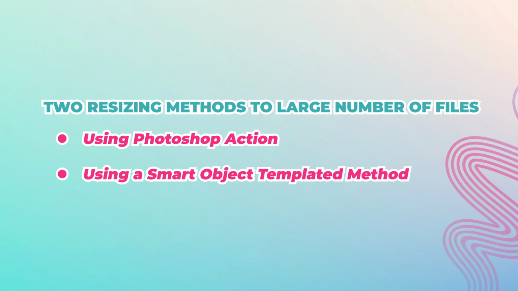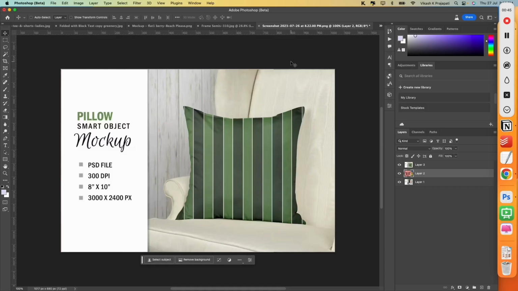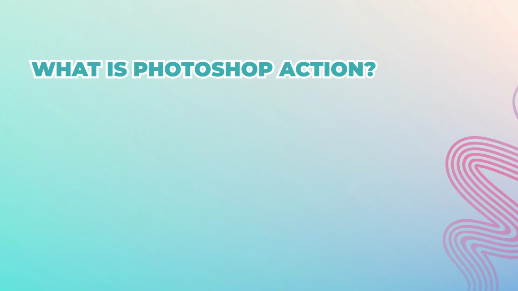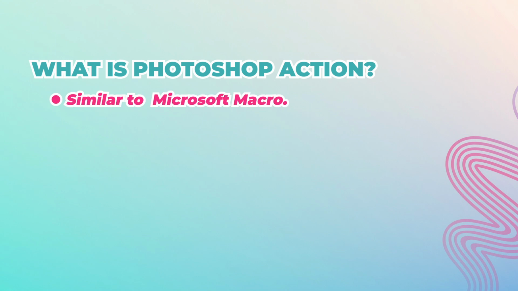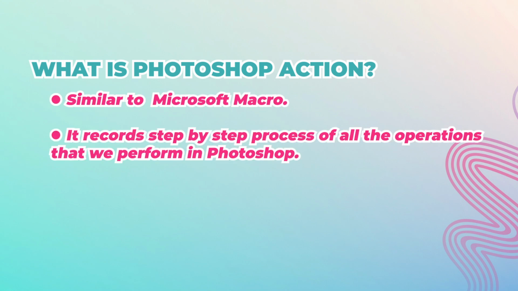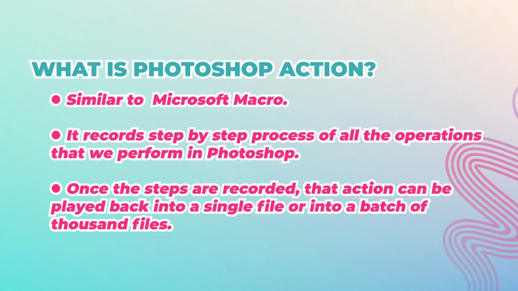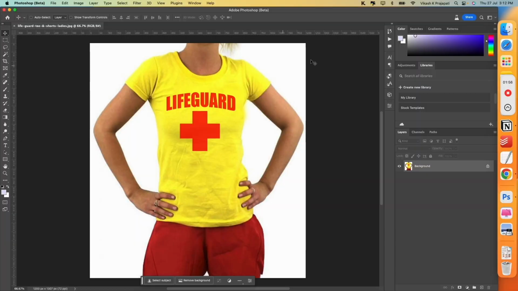So without much ado, let us take the first example and see how Photoshop Action works. What is a Photoshop Action? Photoshop Action is similar to Microsoft Macro. It records step-by-step process of all the operations that we perform in Photoshop. Once the steps are recorded, that action can be played back into a single file or into a batch of 1000 files. Let me demonstrate.